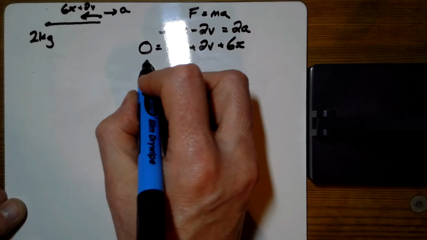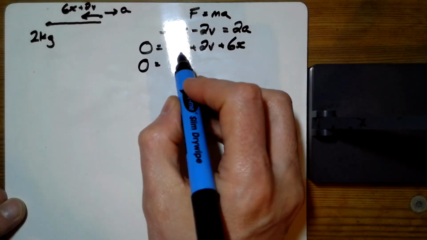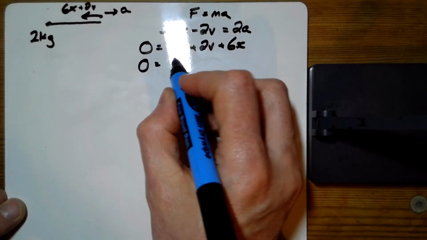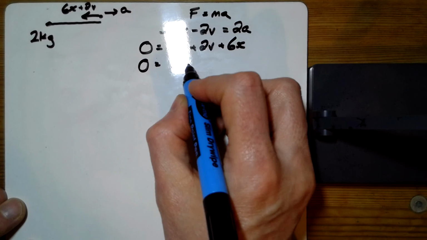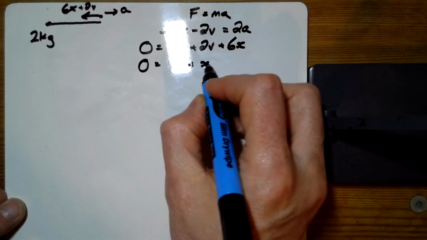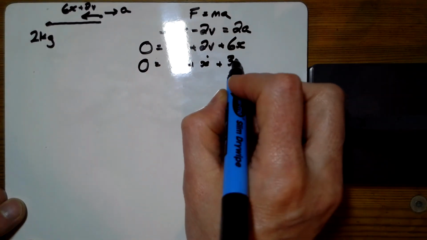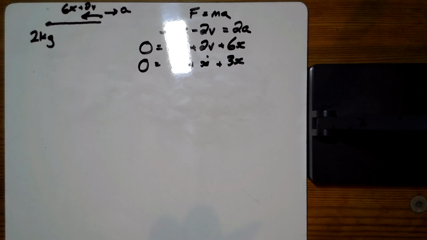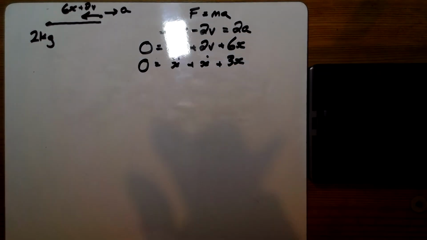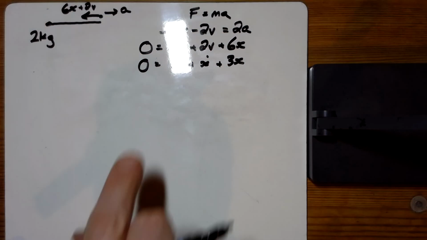Actually, divide it all by 2 and rewrite this. Instead of the acceleration, I'm going to say the second derivative of the position. Instead of the velocity, I'm going to say the first derivative of the position, and then plus 3 lots of x equals 0. That's exactly what they asked you to do. Sorry about the glare. There it is there.